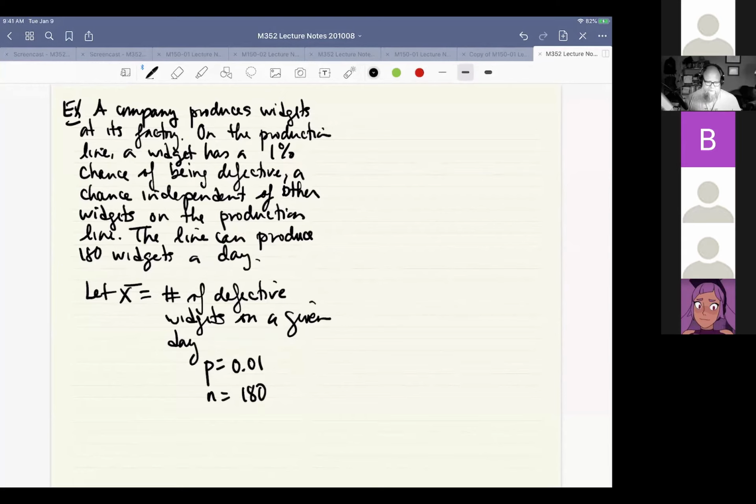Okay, so binomial random variables happen all the time. They're all around us, so it's important to know how to model these things. So the first question we ask is, this is great, what's the probability mass function?